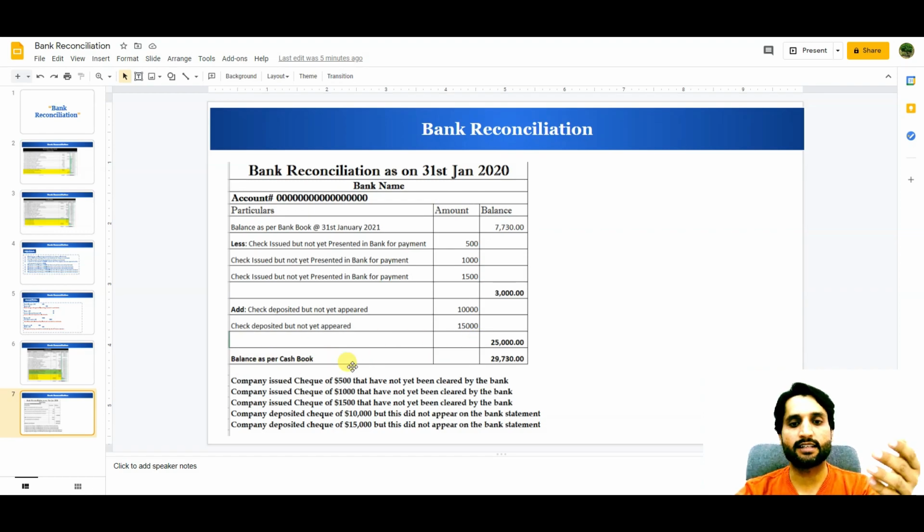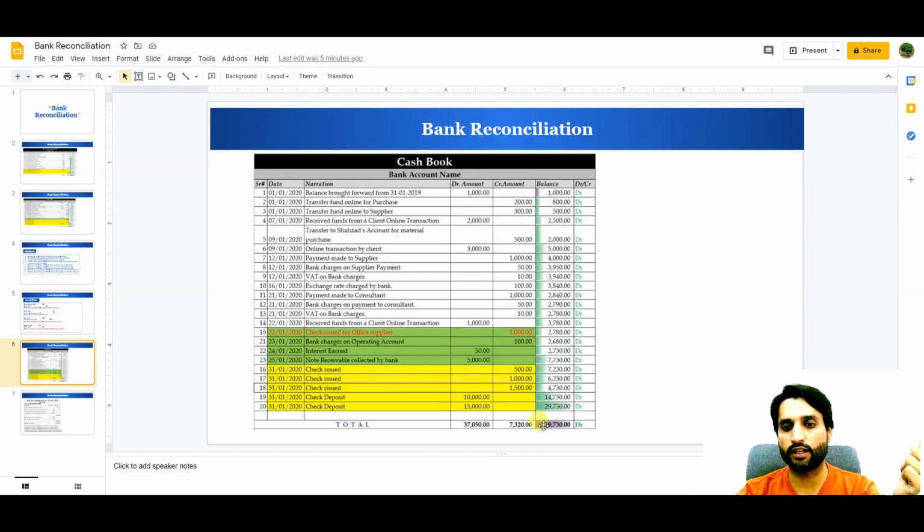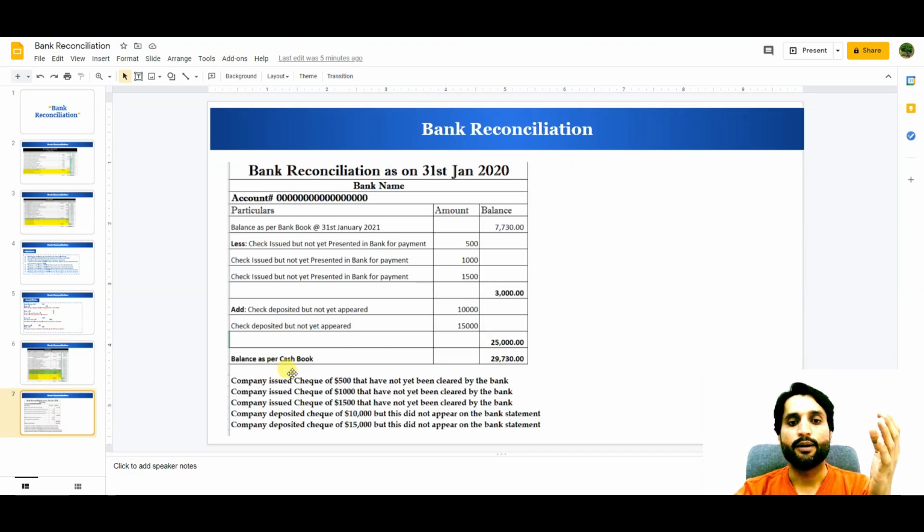So the bank balance as per cash book is 29,730, which is here, as you can see, 29,730. So in the bank reconciliation, our balance should tally with our cash book, because the checks issued and the checks deposited which are not showing in the bank book should be according to our cash book. Because we have issued some checks, they will definitely be cleared after some time, and we have deposited some checks, which will definitely be cleared and deposited to our account after some time. So the bank reconciliation balance should be as per the cash book.